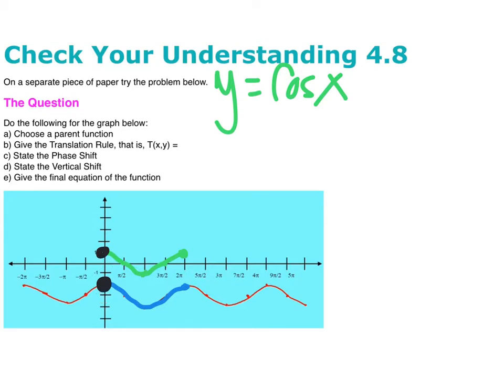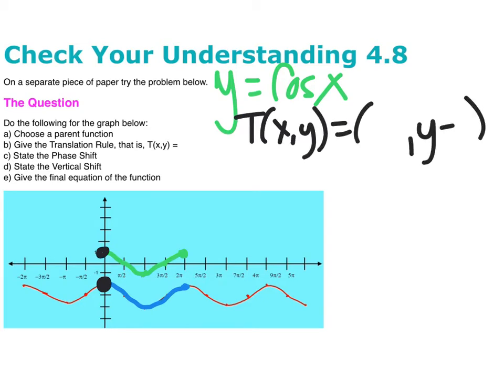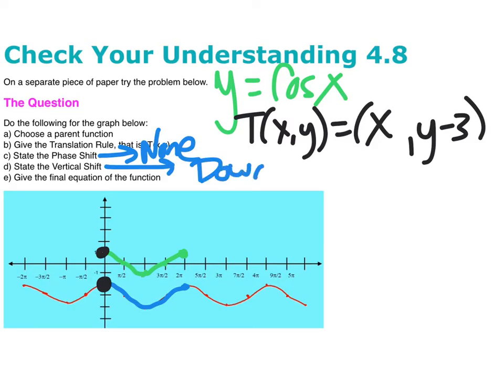So we know that for the ordered pair rule, as we start to write that, it went down 3, so I'm going to do y minus 3 for that. In terms of the x, if you take a look at it, there has been no x movement, so the ordered pair rule is just x. Based on that, we can do our vocabulary. We can tell that there was no phase shift, so it is none. The vertical shift for this is going to be down 3.